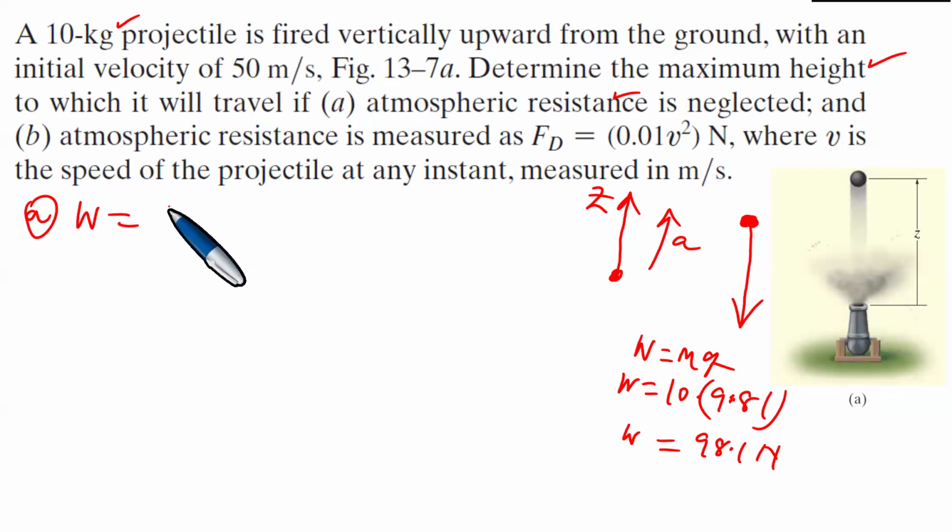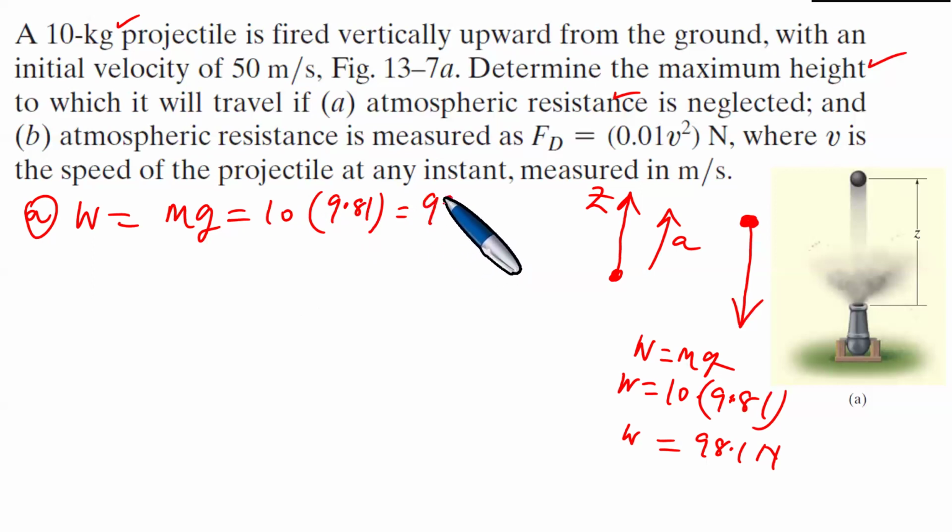The weight is mg, and the mass is 10 kilograms multiplied by 9.81, which is actually 98.1 newtons of weight. Right. So we continue. So now, which means that we have the plus.